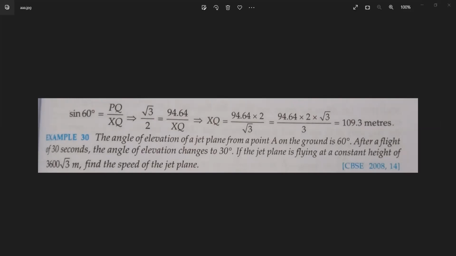Sorry, which question is visible on your screen? I think I've shared too many. Ma'am, it's given example 30. Example 30 is visible. Okay, fine.